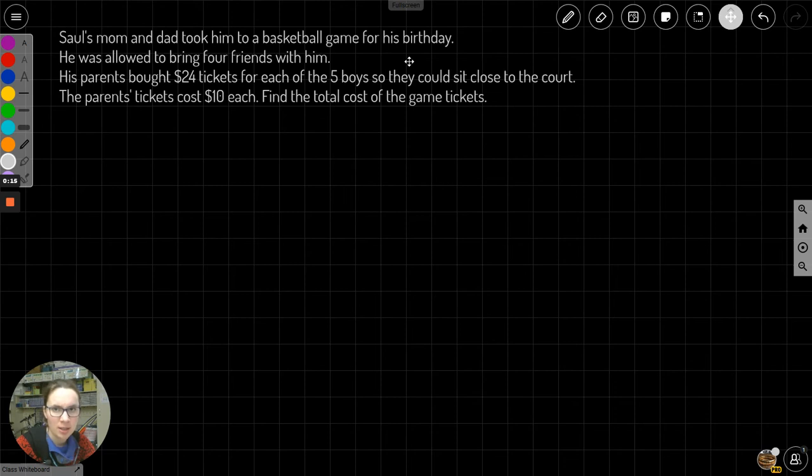The parents' tickets cost $10 each. They must have been sitting up in the nosebleeds. Find the total cost of the game tickets. We're not given an expression here. We have to puzzle it out ourselves.